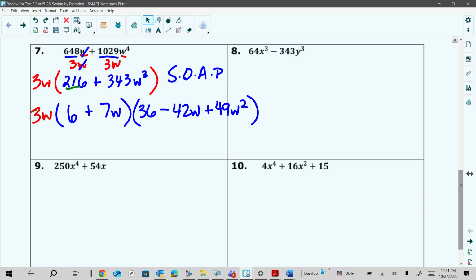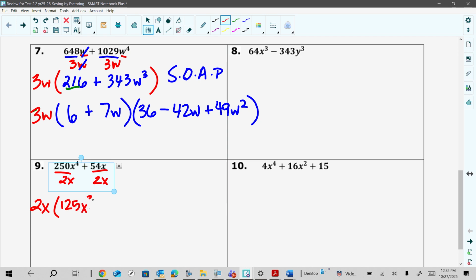So if there is a GCF, take that out first, and then see if you have any of the special types. Most of these have a GCF, unless it's a perfect square or a perfect cube. On number 9 here, there is a GCF. That is the 2x. So that's going to come outside the parentheses, leaving you with 125x cubed plus 27.